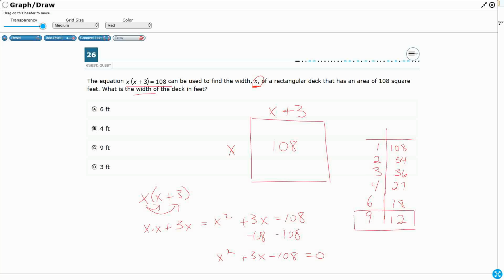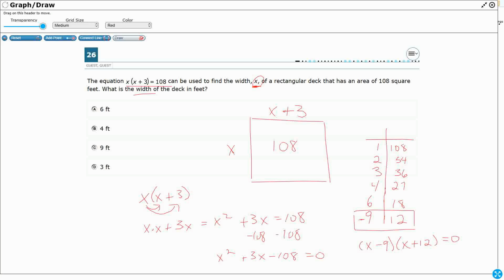Now I need a negative 108. So one of these factors needs to be positive, one needs to be negative, because a positive times a negative gets you a negative. But I need it to be a positive 3 when I add. Therefore, I'm going to make my 12 positive, that's the bigger one, and my 9 negative, so it still leaves me with a positive 3 when I add them. So this is what I've got here: x minus 9, x plus 12 equals 0.